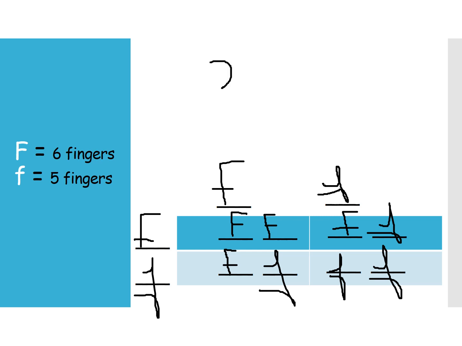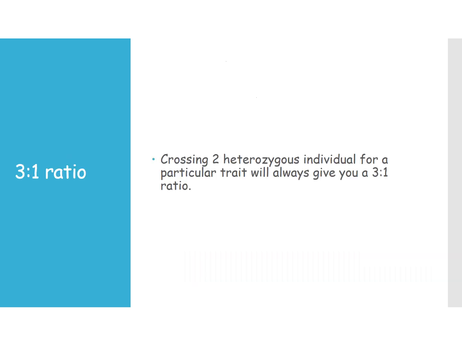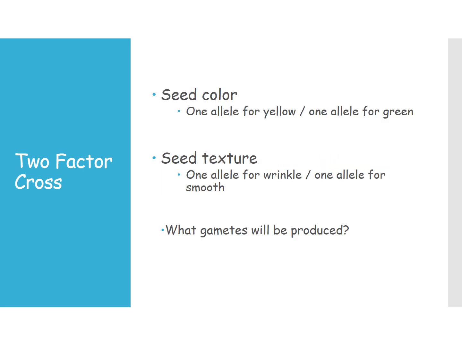So similar to some of the earlier problems that we looked at with Mendel and the purple and white flowered plants, there's a 3-to-1 ratio of 6-fingered children to 5-fingered children. Whenever you cross 2 heterozygous individuals, it doesn't matter if you're talking about flower color or the number of fingers, you will always get a 3-to-1 ratio of dominant to recessive.